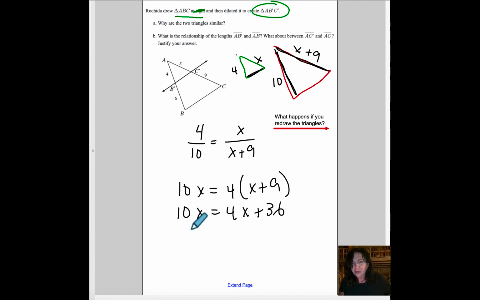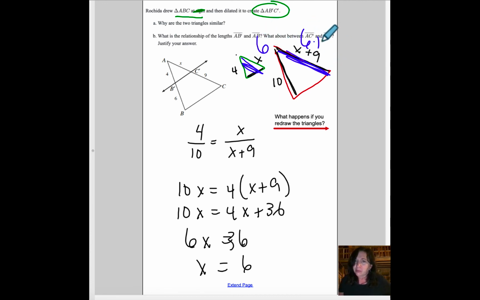I'm going to subtract 4x. I'm going to get 6x equals 36. And divide by 6, I get x equals 6. So I know that this right side here is 6. And I know that this right side here is going to be 6 plus 9, which is 15.